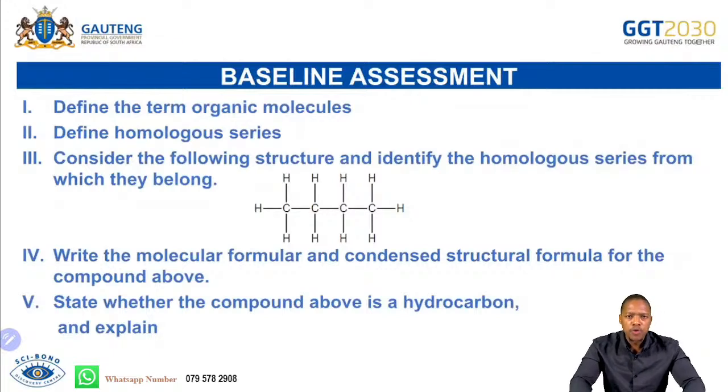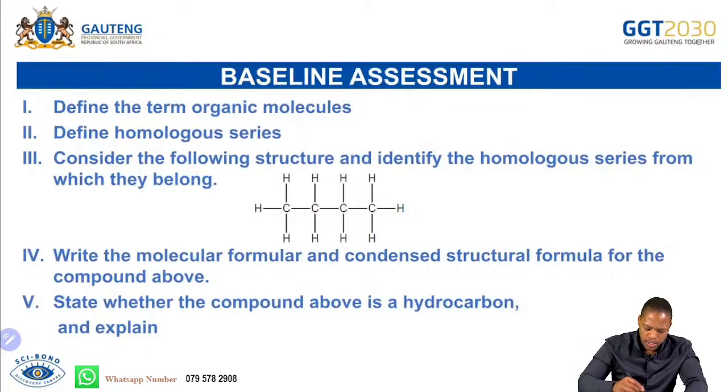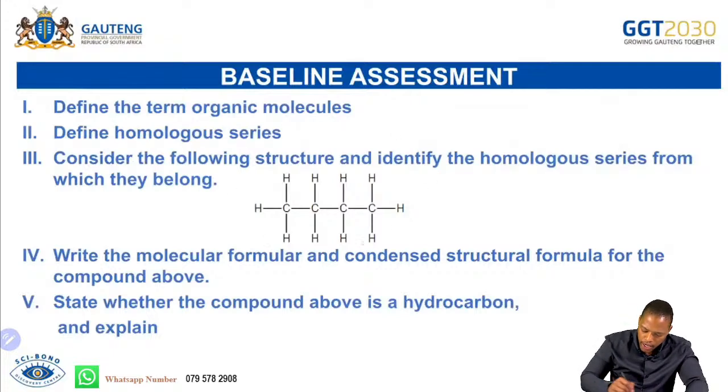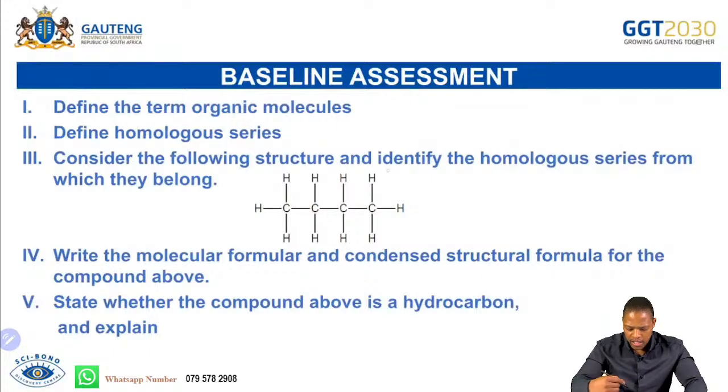And then we want to be able to define a homologous series. Question number 2 says, define a homologous series. And you should be able to define a homologous series, grade 12. And then consider the following structure and identify the homologous series to which it belongs. So you look at the structure, that means you are going to check its functional group, and then determine from which homologous series this structure belongs.